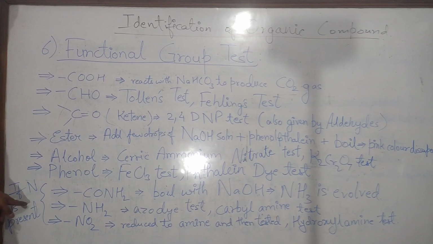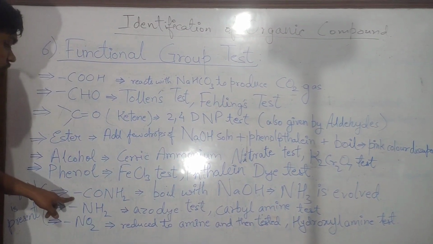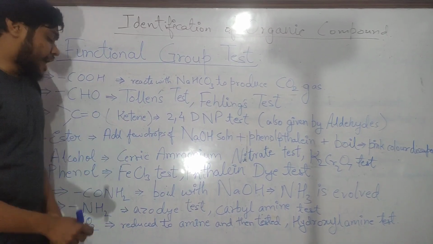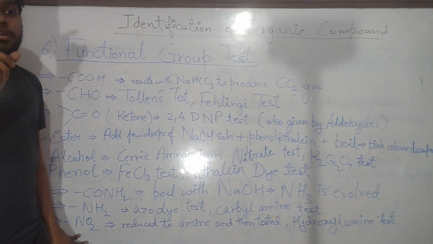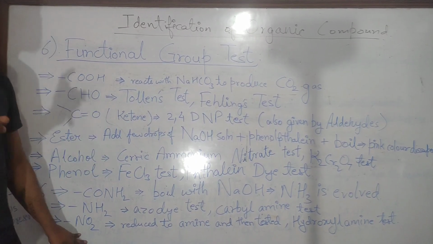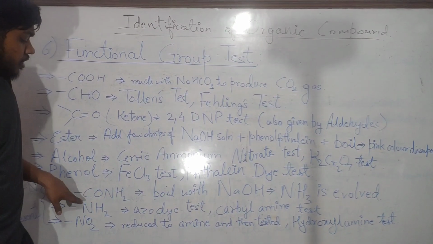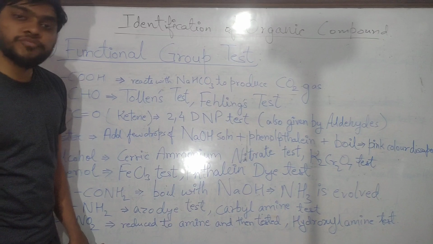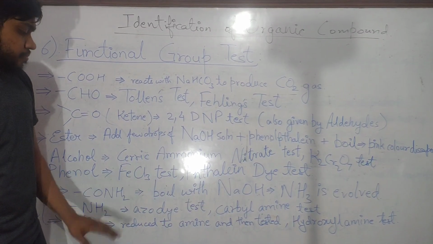Now we come to the amide, amine, and nitro groups. We perform these tests only if we have confirmed the presence of nitrogen by the Lassaigne's test. Only if nitrogen is present will we test for these three functional groups. Otherwise we will not waste time testing these functional groups.